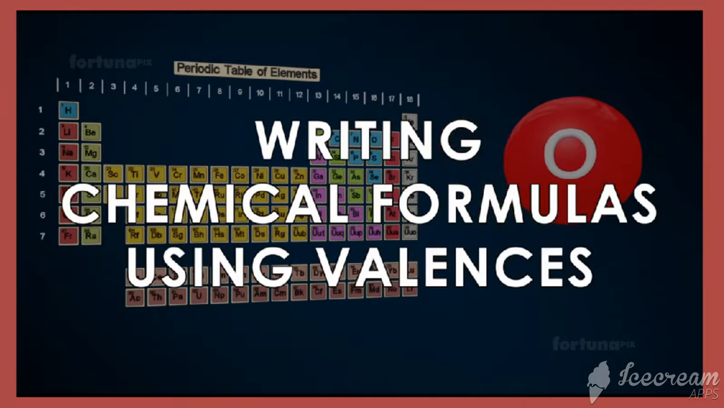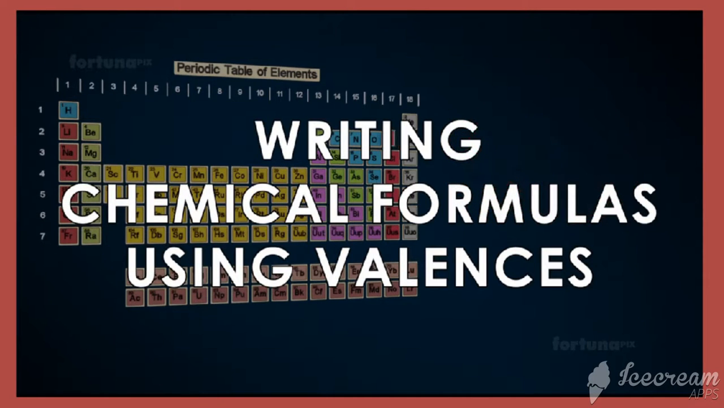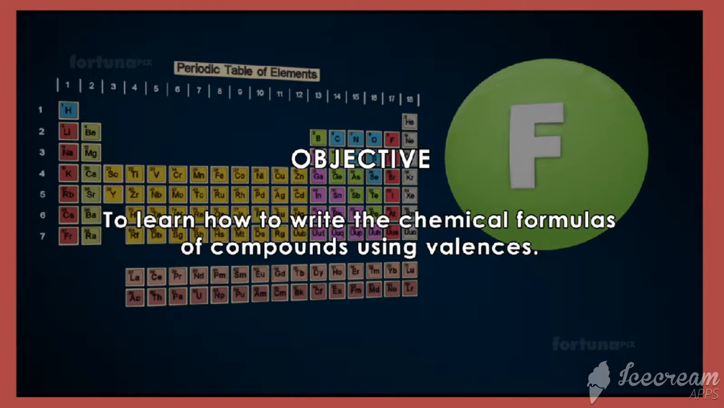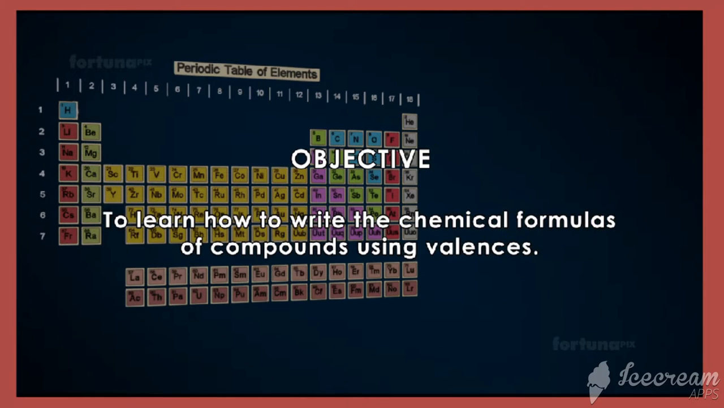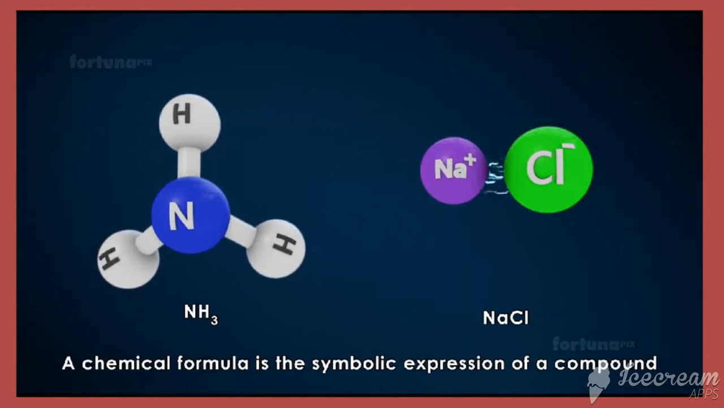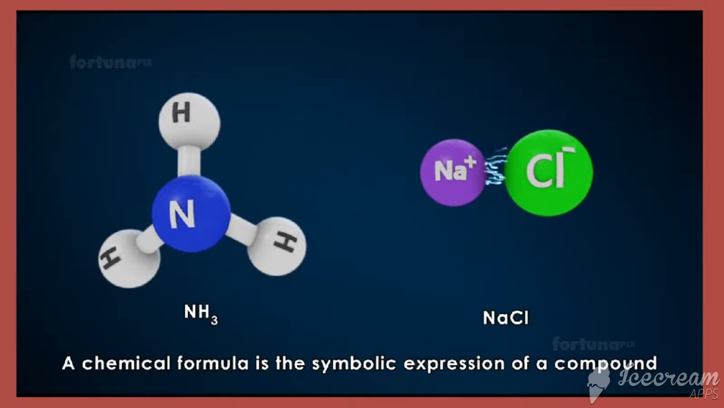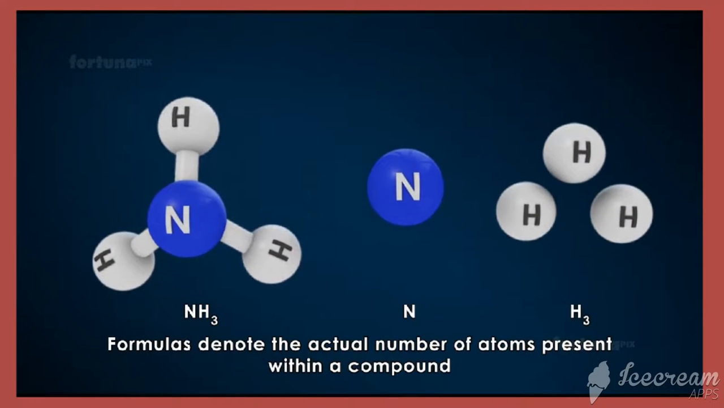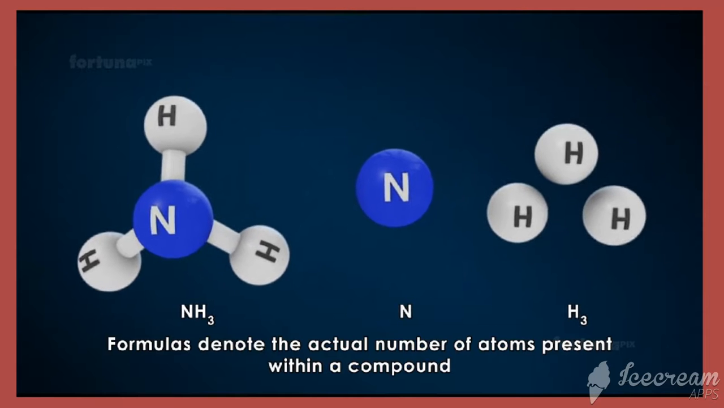Writing chemical formula using valences. Objective: to learn how to write the chemical formulas of compounds using valences. A chemical formula is the symbolic expression of a compound. Formulas denote the actual number of atoms present within a compound.